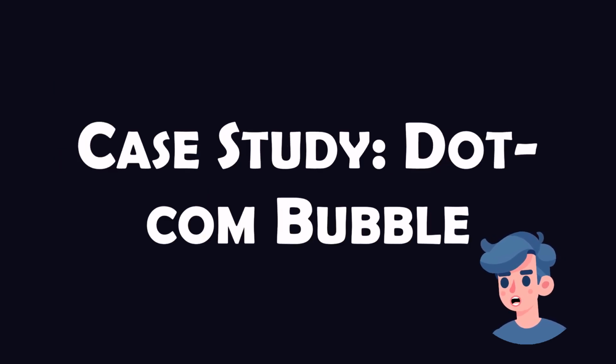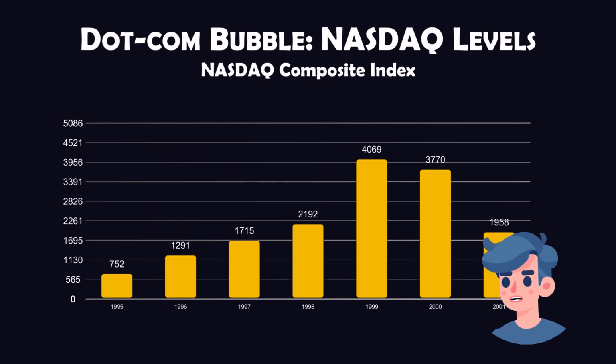Let's look at a classic example: the dot-com bubble of the late 1990s. At that time, the advancements in internet technology led investors to pour money into tech stocks, often disregarding the fundamental valuations of these companies. Stocks soared to unprecedented levels before the bubble burst in 2000, leading to massive losses.